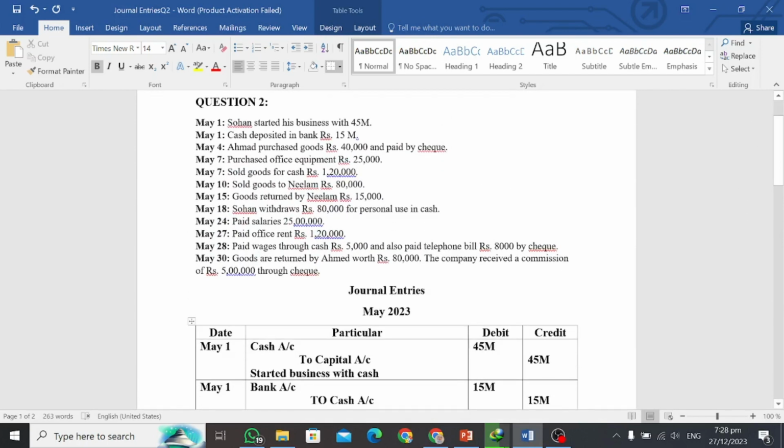Now we have transaction May 28, paid wages through cash rupees 5,000 and also paid telephone bill rupees 8,000 by check. Now we have two expenses, wages and telephone bill. Wages is paid through cash while telephone bill is paid by check. We can record them separately.